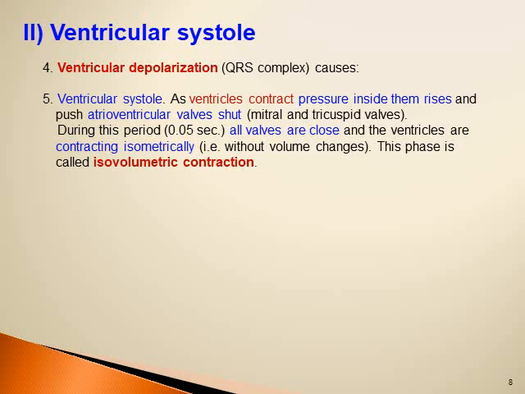During this period, which is about 0.05 second, all valves are closed and the ventricles are contracting isometrically, so without volume changes. There is just built-in tension in the wall of both ventricles without change in the volume of the ventricular chamber. This phase is called isovolumetric contraction.